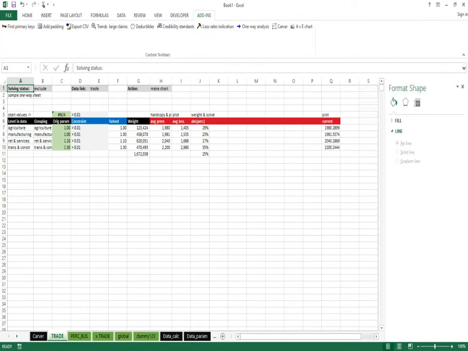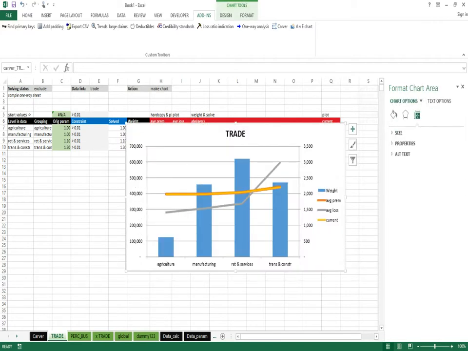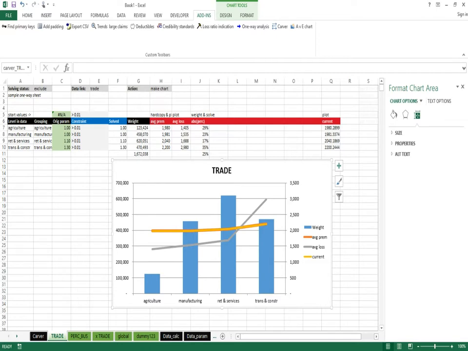Now we can make a chart which will summarize this table. And here you go. It shows that we have 4 different trades, agriculture being the smallest one in terms of vehicle count, retail and services the largest. The orange and yellow lines show average premiums by trade type. These two lines now overlap because we haven't started solving the model yet. So straight away you can see that possibly we are overcharging for agriculture and undercharging for transport and construction.